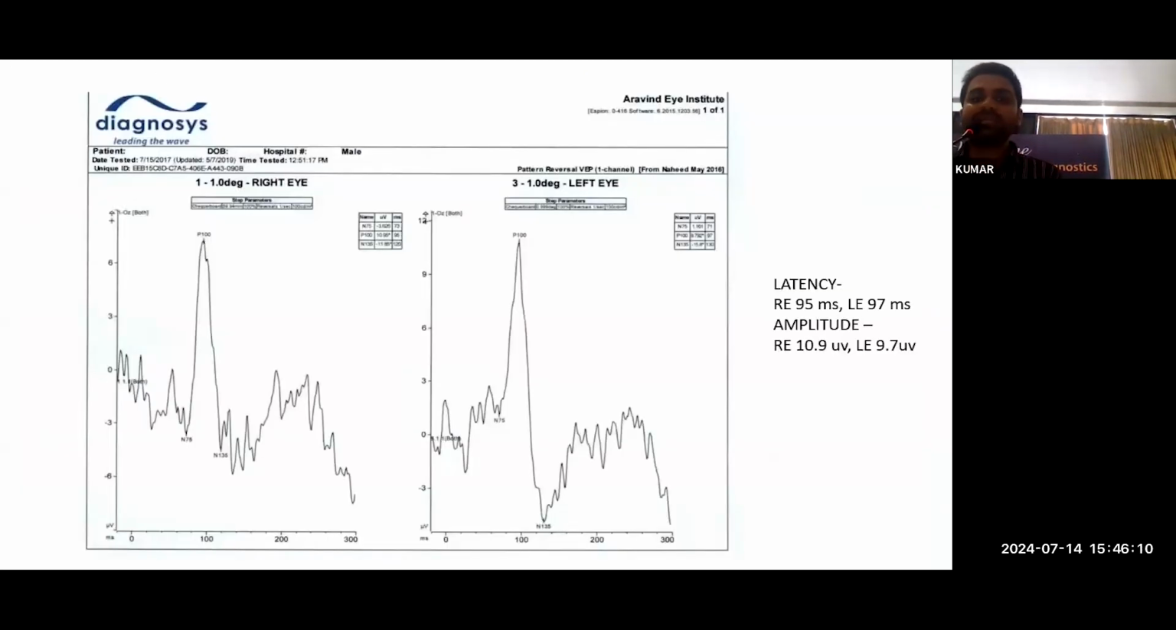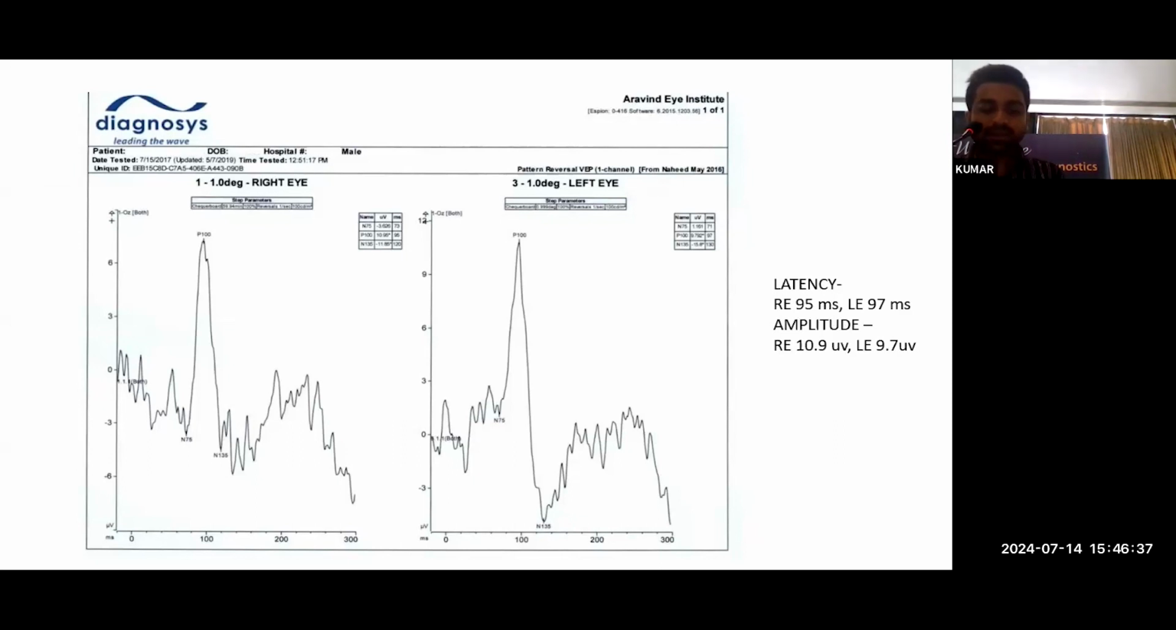So coming to how do you interpret a VEP? Like I told you, clinically, the most commonly used protocol is a pattern reversal VEP. This is how your VEP report would look, depending on the machine company. You would have the right eye waveform on the right side and the left eye waveform on the left side. Like I told you, P100 is the most important waveform we need to look at, and in that, we need to assess its amplitude and its latency.